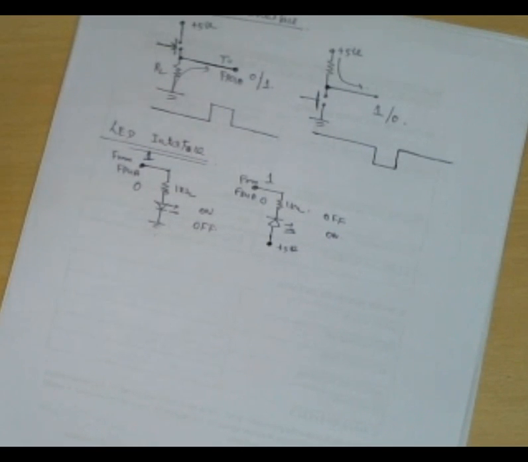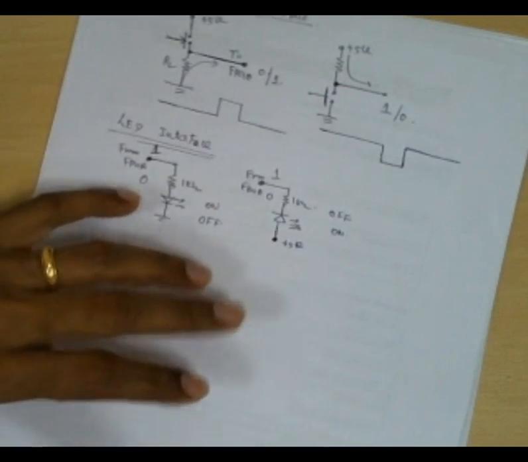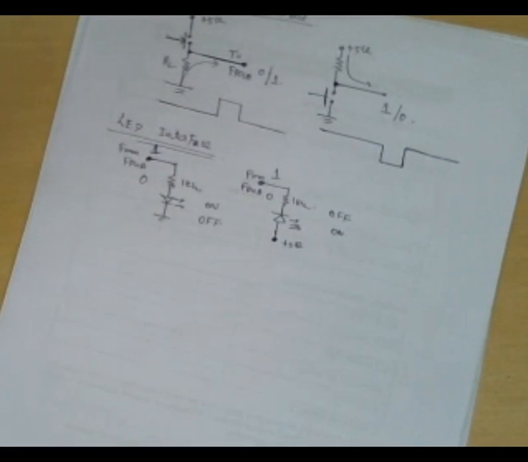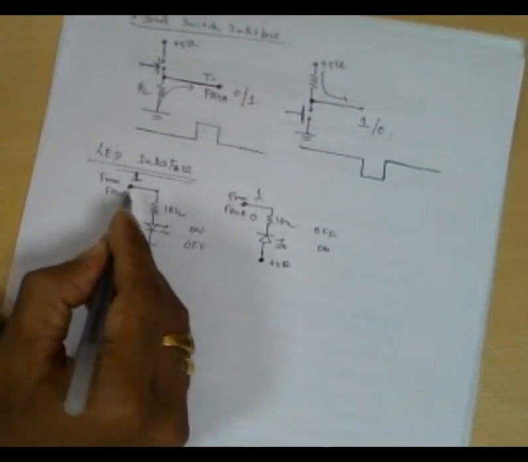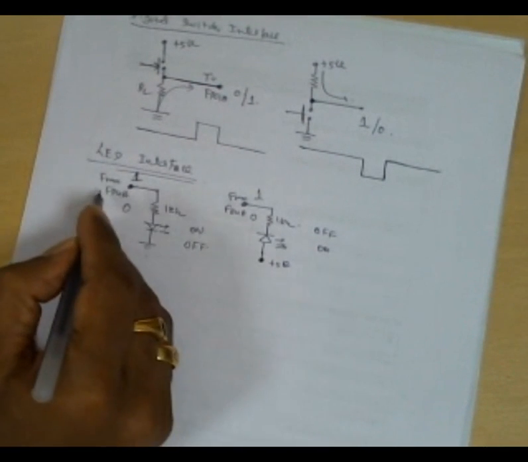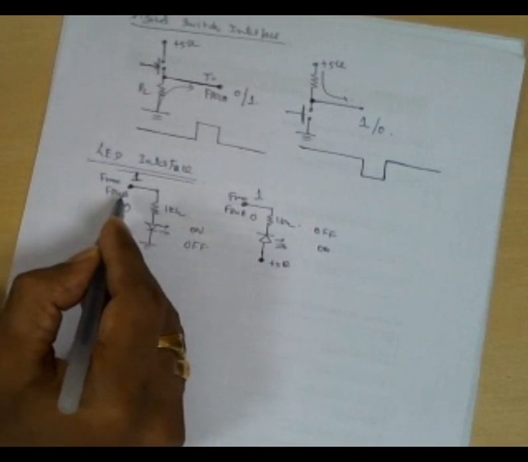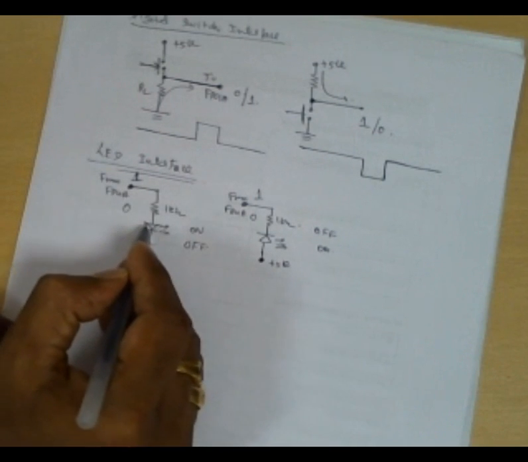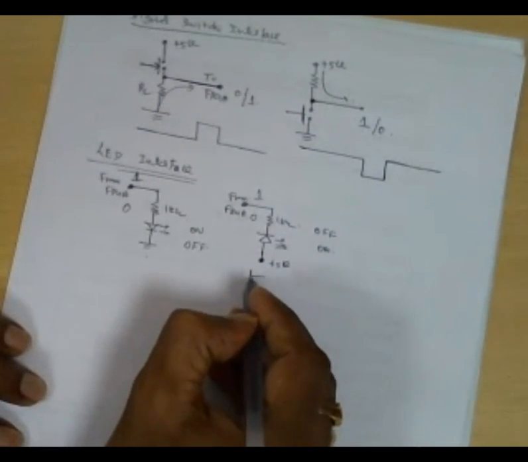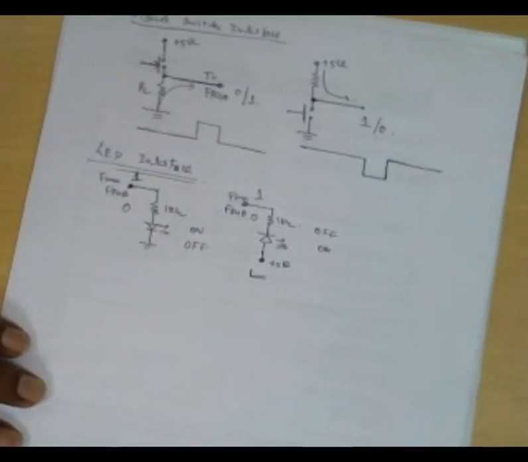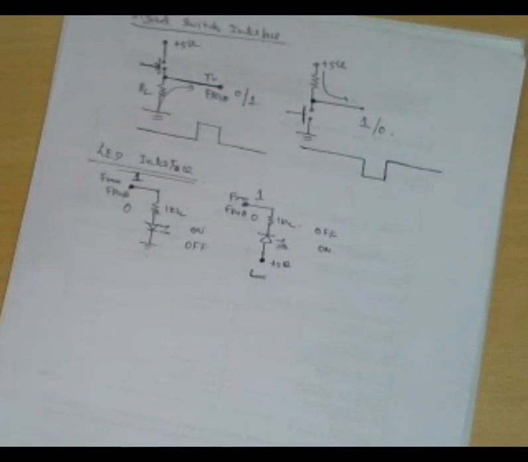But there is no condition that only this is good and this is bad. You can say that since your FPGA cannot force a high voltage, because it is a very low power device, it cannot force a high voltage to make your LED on, you can prefer this kind of connection. By making 0, you can make the LED on, right? But there are no limitations saying that this is good, this is bad. These are two different kinds of configurations.